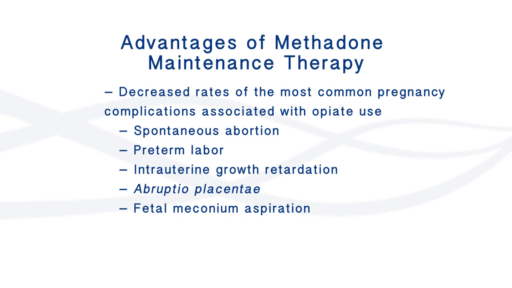You get decreased rates of the most common pregnancy complications associated with opiate use. These complications are spontaneous abortions, especially in early pregnancy, preterm labor in later pregnancy, intrauterine growth retardation, abruptions of the placenta, and fetal meconium aspiration. So all of these very serious complications are reduced when a woman is on methadone maintenance.